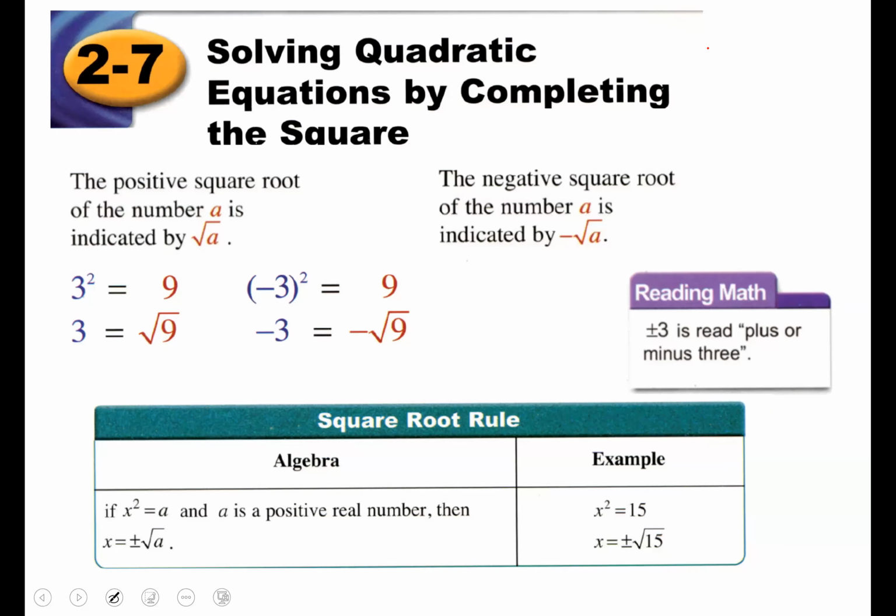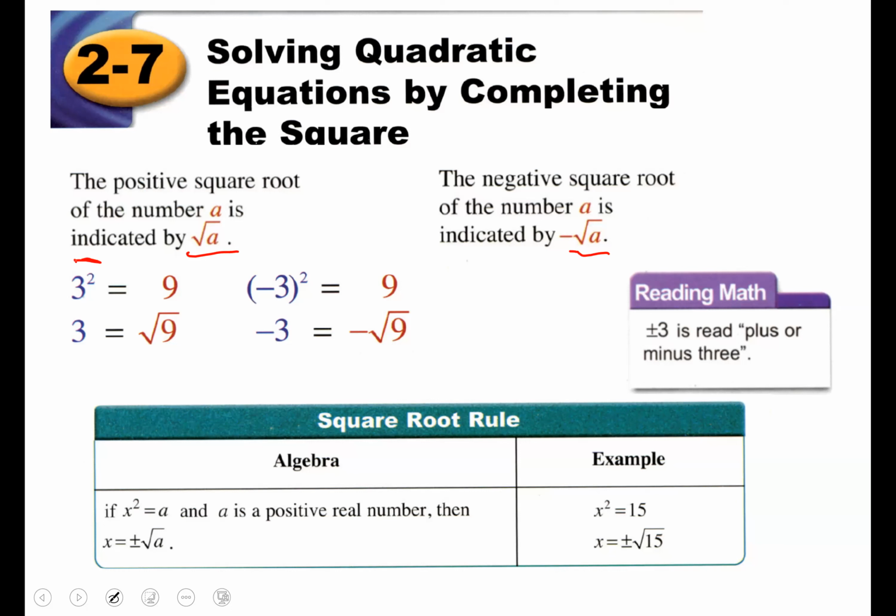Hello, everyone. In this lesson, we are going to talk about solving quadratic equations by completing the square. As you see on the screen, guys, the positive square root of the number a is indicated by what? By square root of a. And the negative square root of the number a is indicated by negative square root of a. And there's some information before solving any equation, guys. Let me explain it.